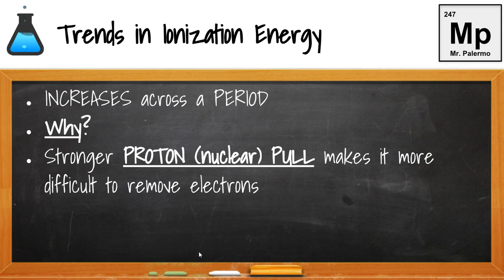When we go across a period, we're going to see a general increase in ionization energy, meaning it takes more and more energy to remove an electron from an atom as we go across a period. Why? Because as we go across a period, we have greater proton or nuclear pull. More positive charge pulling those negative electrons in, which makes it more and more difficult to remove electrons.